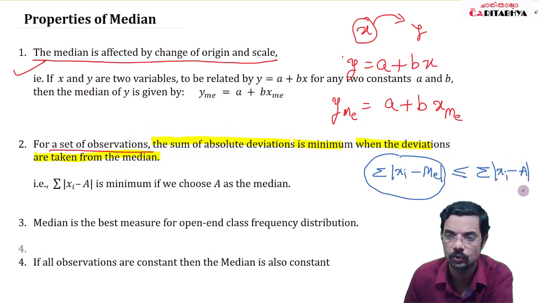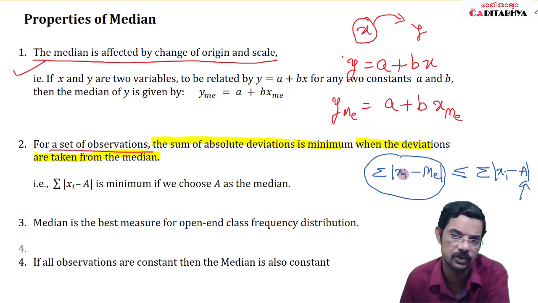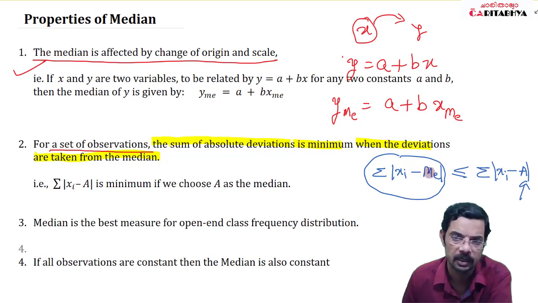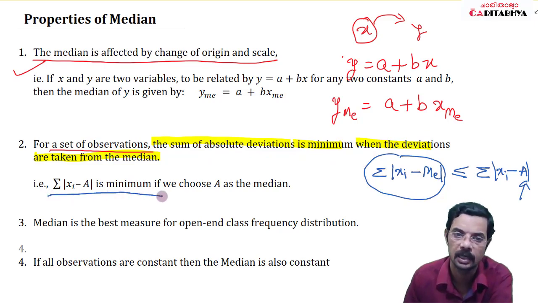If A is chosen as the median, then the sum of absolute deviations will be minimum. That is, the sum of modulus of xi minus a is minimum if a is the median.